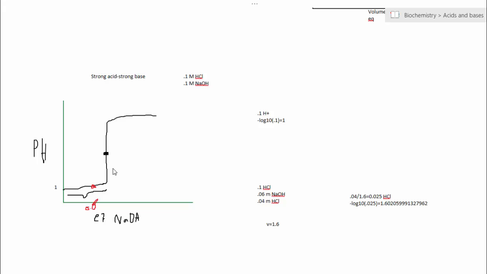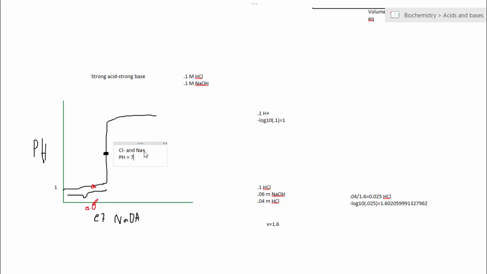Here, all the HCl will react with the NaOH, so that we are only left with the Cl minus and the Na plus. The H plus and the OH minus will react to form water. And again, because the Cl minus is a conjugate base of a strong acid, it is very weakly basic, and the Na plus is a conjugate acid of a strong base, so it is very weakly acidic. The pH will be 7, because they have negligible acidity and basicity.